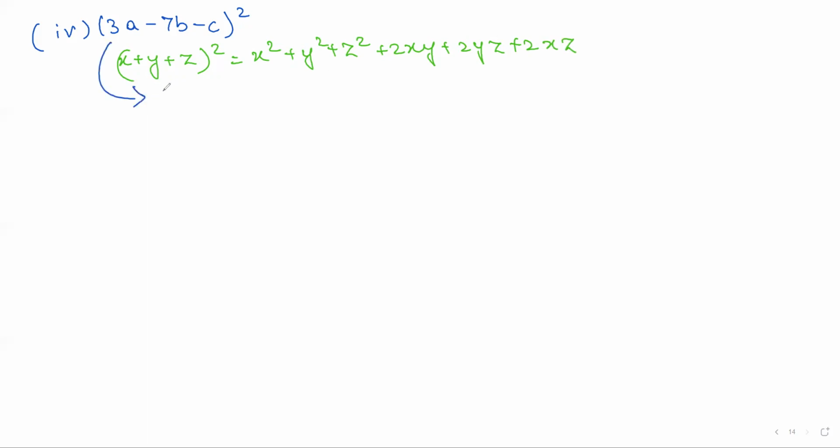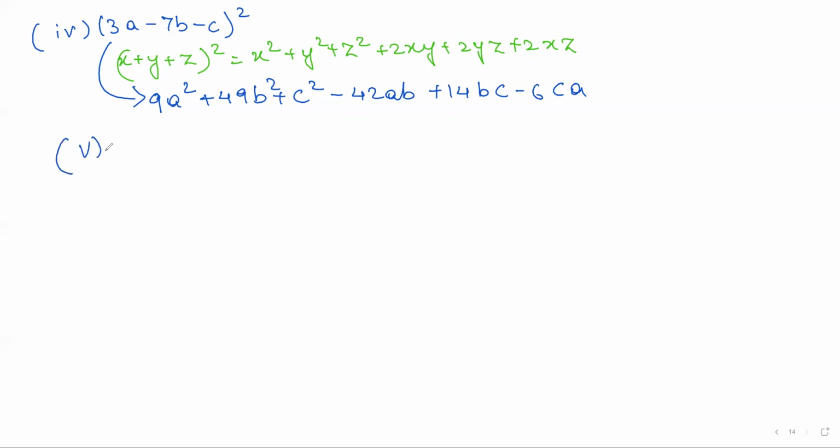So this becomes equal to, x value is 3a, so 9a square, plus 49b square, plus c square, plus 2 times ab. Here you should have negative: minus 6 into 7, 42 ab. Now, if you have any problem with this, you can ask me in the comments, but I'm directly writing the answer for the rest. For the fifth part, you have (minus 2x plus 5y minus 3z) whole square.